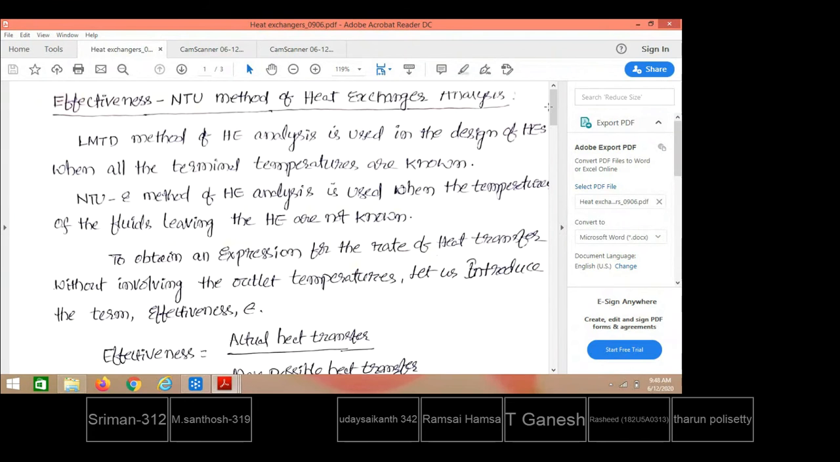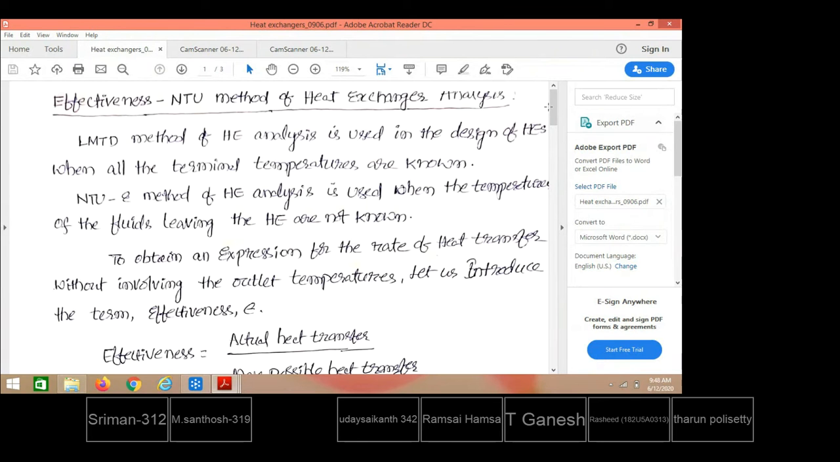When you have the information of hot and cold fluids only at inlet conditions, that is Thi and Tci, and there is no information available with regard to Tho and Tco, then we go for considering an alternative method known as the NTU epsilon method. What is epsilon? Epsilon is effectiveness. So what is the effectiveness method?